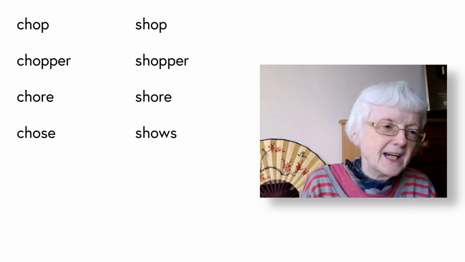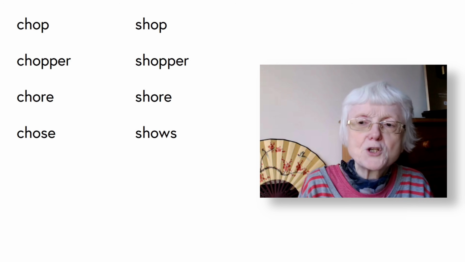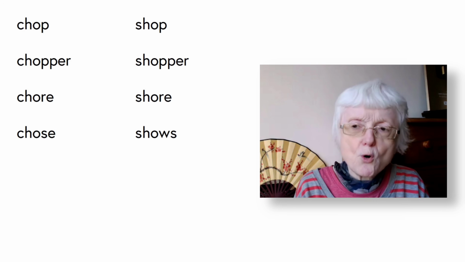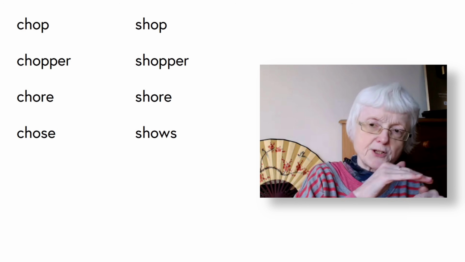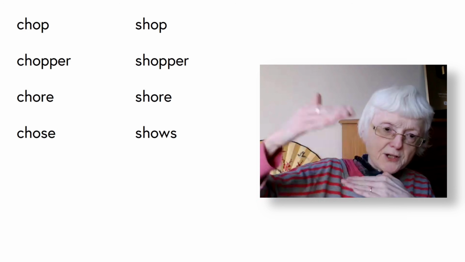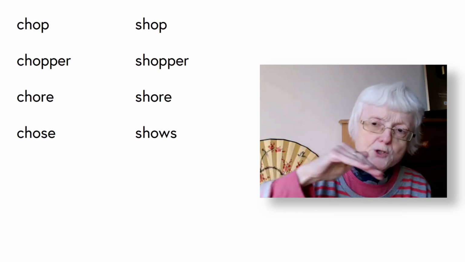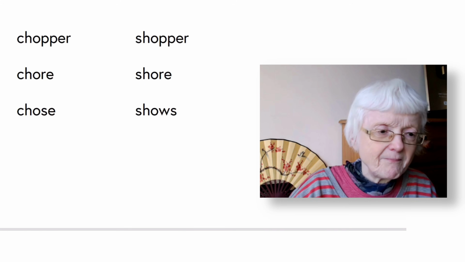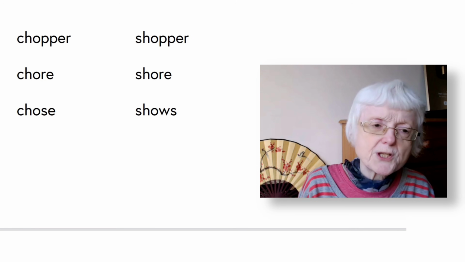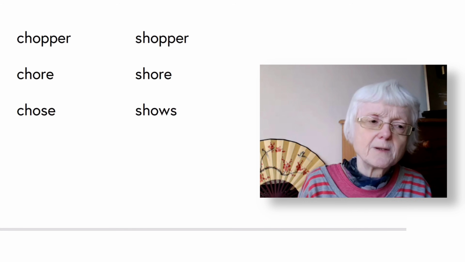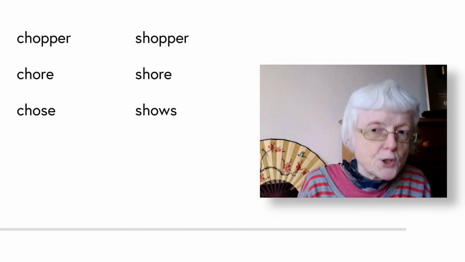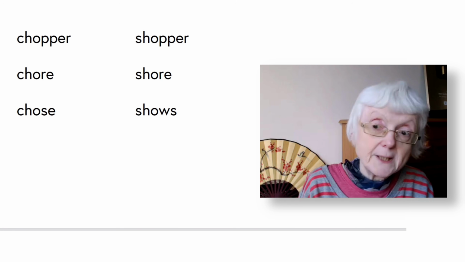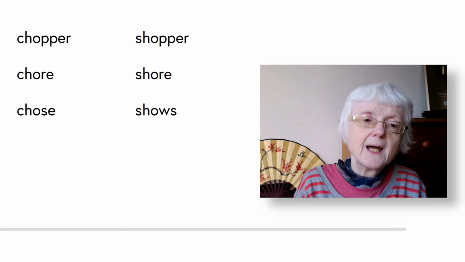So it's the same vowel sound. Chore, chore, shore, shore. So that's like at the seaside, the seashore, where the land meets the sea. That's the shore. Okay. And then finally, we have chose, chose. So that's the past tense of choose. Yesterday I chose some new carpet, something like that. Chose.